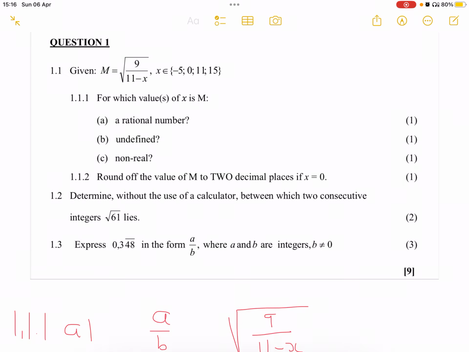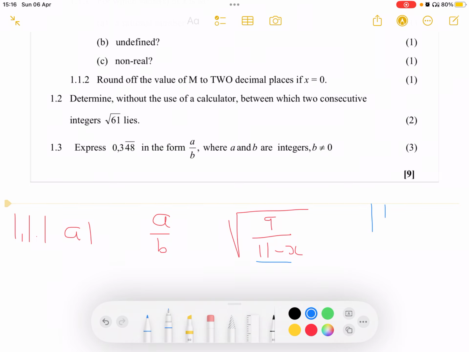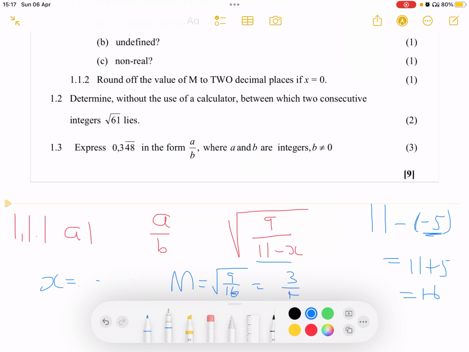For example, the first value is negative 5. So do we get an integer when we say 11 minus negative 5? We do get 11 plus 5, which equals 16. Therefore, the value of m here will be something like 9 over 16, which will then give us 3 over 4. So the correct answer here is for x to be equal to negative 5.